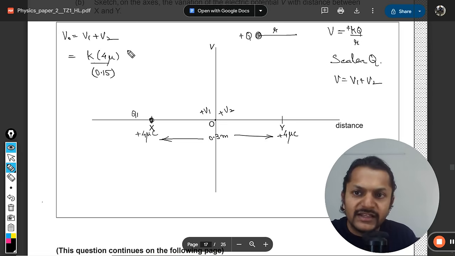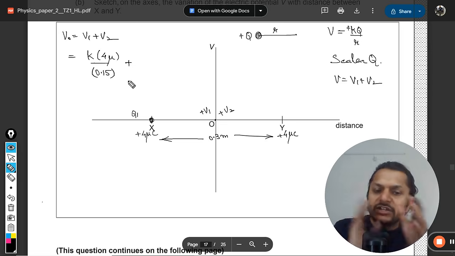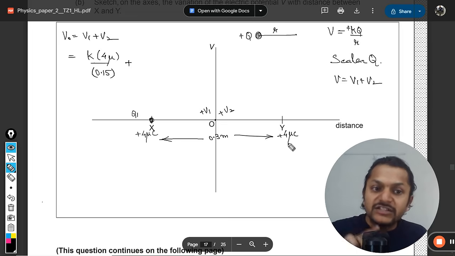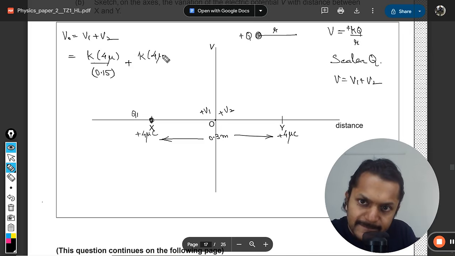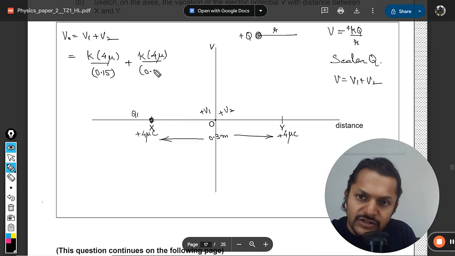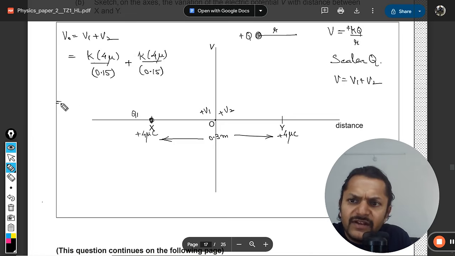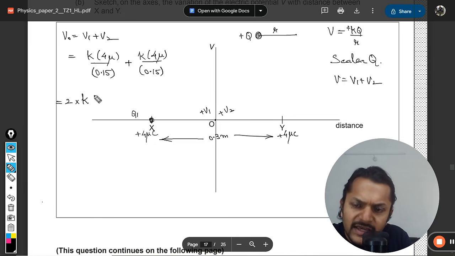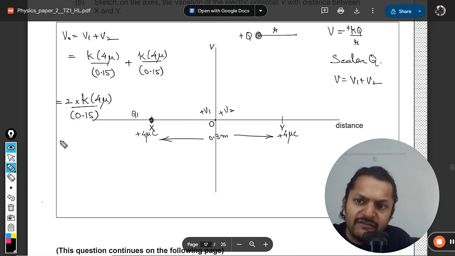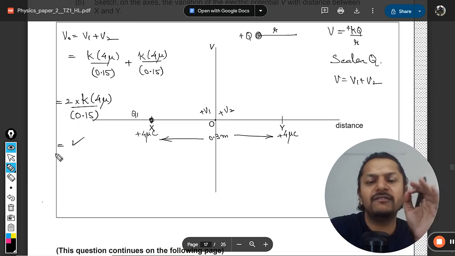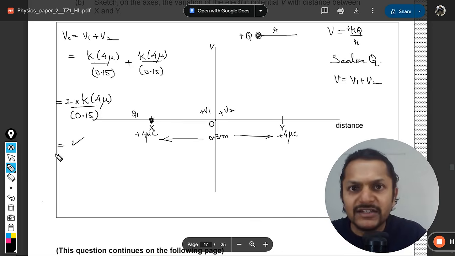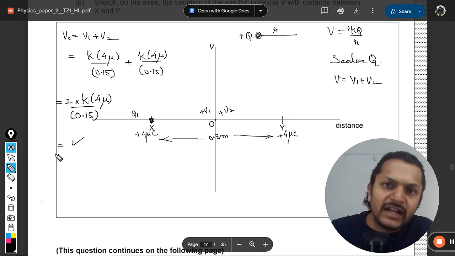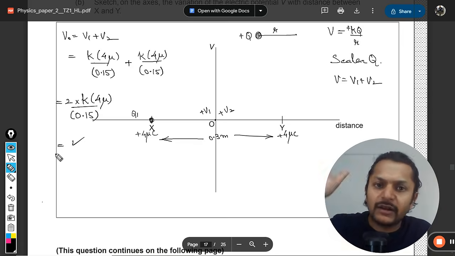So it will be like this, plus the potential due to the second charge. Now the second charge is also same as that of the first charge, so I can just write it like this. And the distance is also same. So clearly it will be twice of k times 4 microcoulomb, divided by 0.15. Now this will be our full and final answer. So I will not be calculating the answers. We will see the mark scheme and we will see what is the answer that we are getting, but you have the calculator with yourself and you can calculate it.